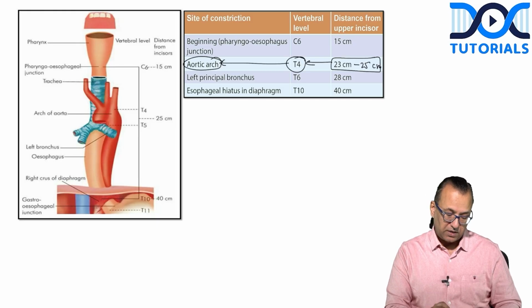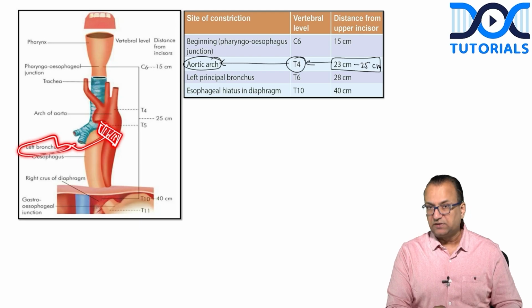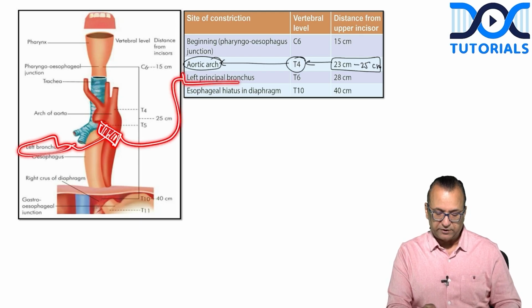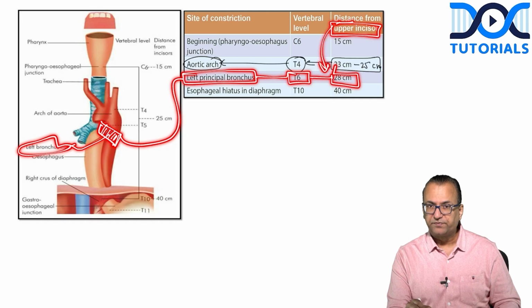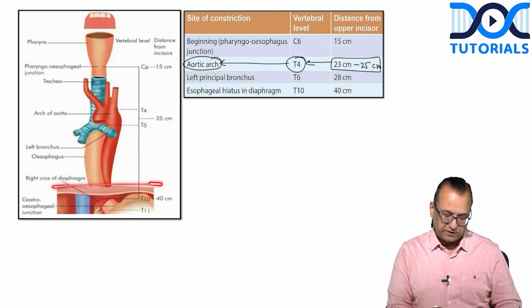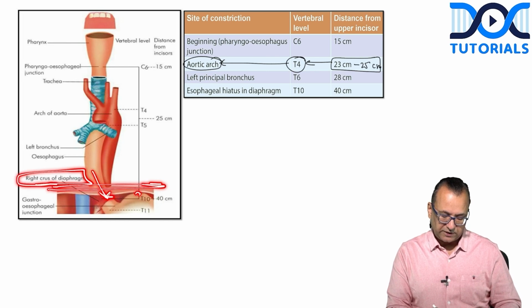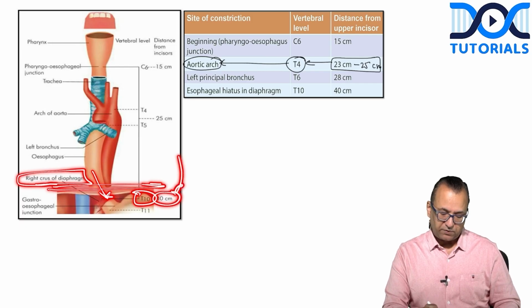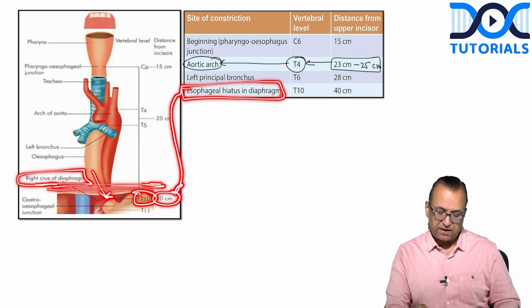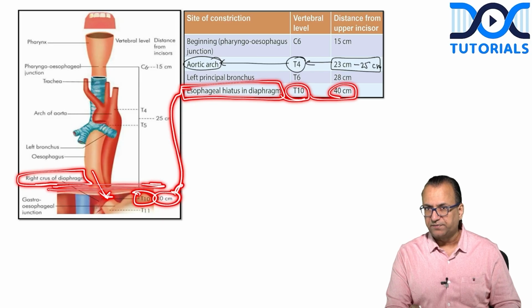Second narrowing. Third narrowing is because of the left principal bronchus, and that is now at a lower level. So left principal bronchus, T6 vertebra level. Vertebra levels are important, they are being asked, and 28 cm from the upper incisor. What about the last narrowing? When it is passing through the diaphragm, the right crus of the diaphragm, the esophagus is passing at T10 vertebra, 40 cm from the upper incisor. So you will see that this narrowing is the esophageal hiatus in the diaphragm, T10 vertebra, 40 cm from the upper incisor.